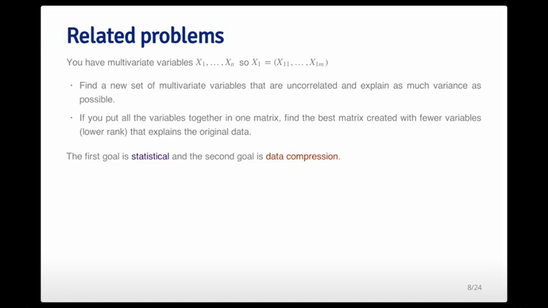The first goal here is a statistical one, and it's a common problem that's solved by the method of principal components analysis. The second goal is more of a data compression problem, where you want to find a smaller representation of the original data. One way to think about that problem is with the singular value decomposition.